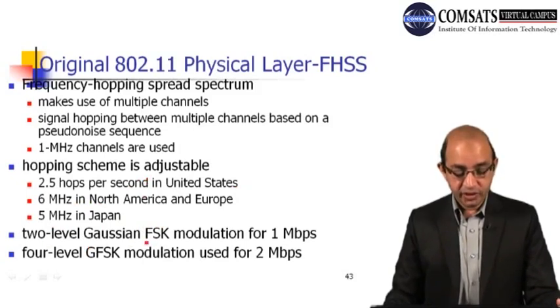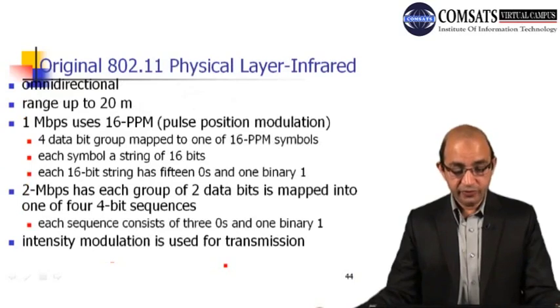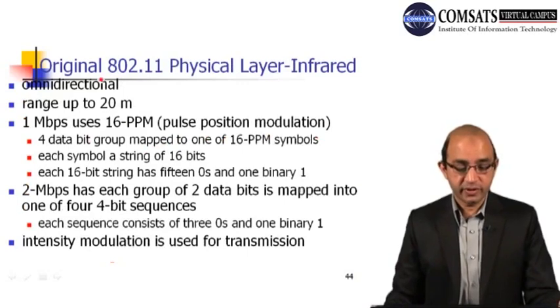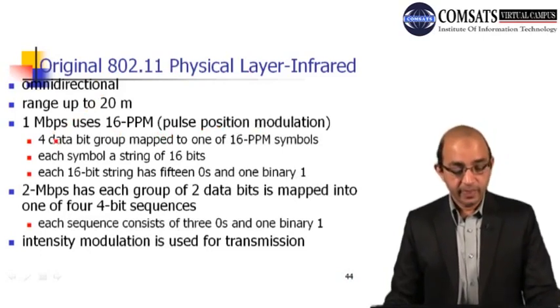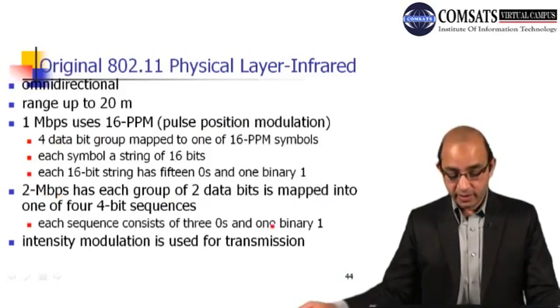So 2-level Gaussian FSK modulation, right? So this is the modulation scheme, and here 4-level Gaussian frequency shift keying modulation for 2 megabit per second speed. So here we have infrared, it's omnidirectional. So the 802.11 technology with infrared, range is 20 meter, and 1 megabit per second uses 16 pulse position modulation, right? And 2 megabit per second has each group of 2 data bits, right?